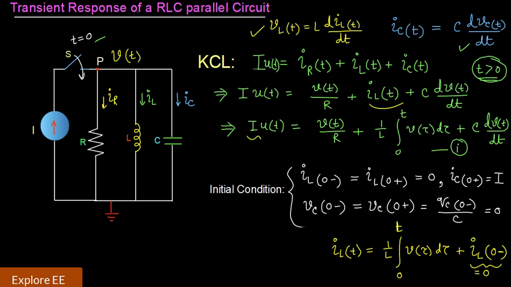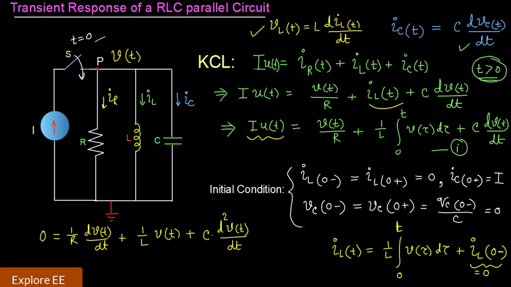I u(t), if you take the derivative of this term, it will be 0 because it is a constant term. That is equal to 1/R times dV/dt, the derivative of voltage, and the integral term disappears, leaving only the voltage term, 1/L times V(t), and the final term is C times the double derivative of the voltage. So which is a second order homogeneous differential equation in voltage.